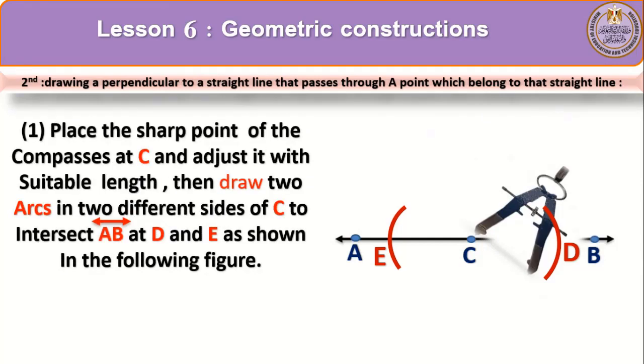So, we will place the sharp point of the compass at C and adjust it with suitable length to draw two arcs in different sides. So, in the right side, we draw an arc. In the left side, we draw another arc. They intersect this straight line at two points, E and D.